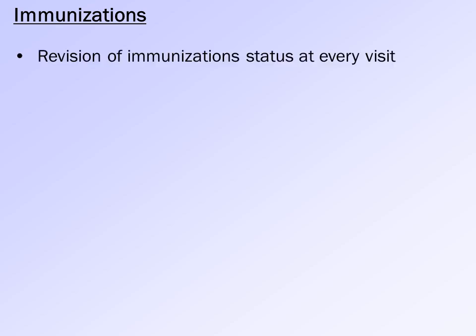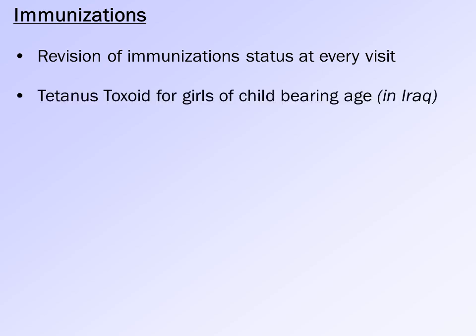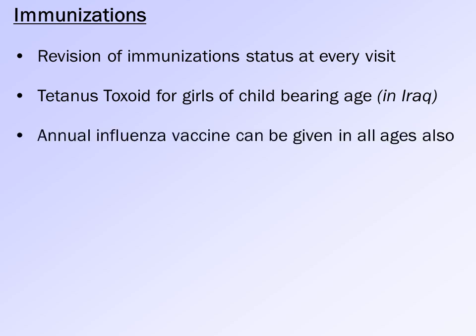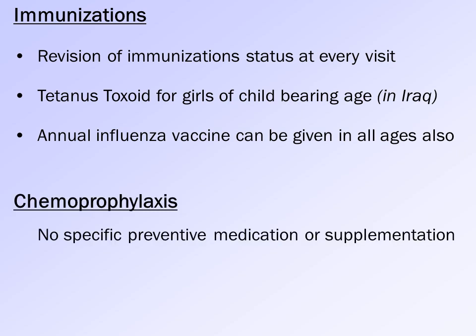What about immunization in this period? Here we should perform a revision of immunization status at every visit. Anti-tetanus toxoid is given for girls of childbearing age in Iraq. And annual influenza vaccine can be given at all ages also. Here we should take note that there is no specific preventive medication or supplementation that can be given in this age group as prophylaxis or chemoprophylaxis.